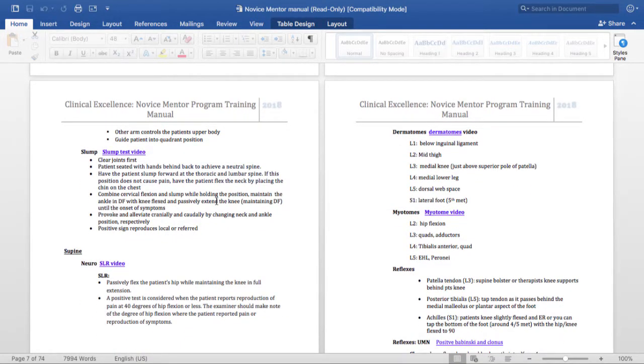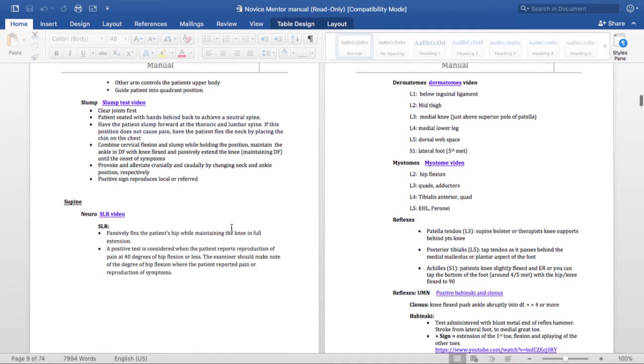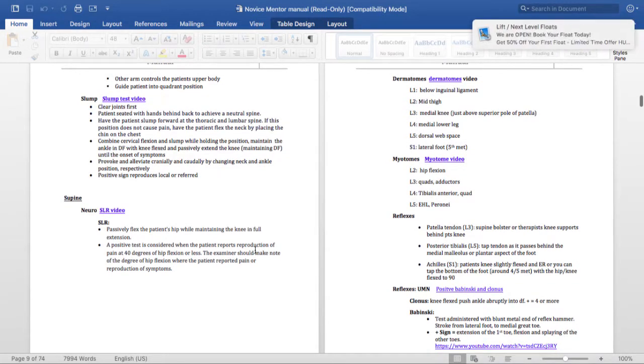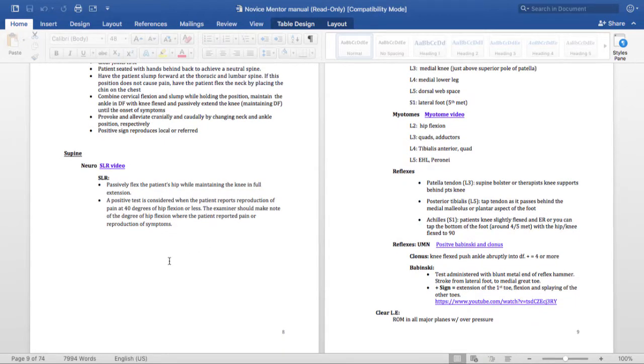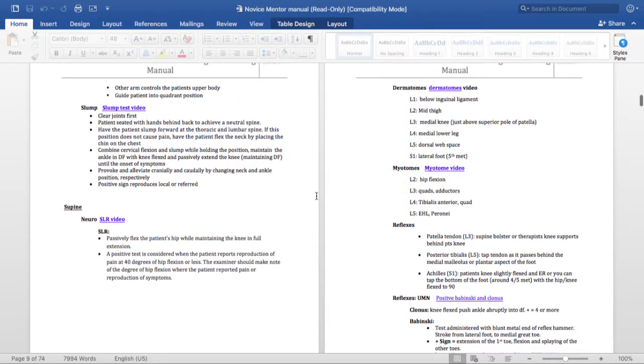The key to this part is make sure they clear all joints first. Have them go through the slump test, and you could read through what goes through it. Neural exam, same thing, you want to be able to go through the neural exam, and you want to be able to look at it and have them be consistent with it. Okay, straight leg raise for consistency. A general straight leg raise without any kind of sensitizers, basic straight leg raise. Are they consistent when they do it?